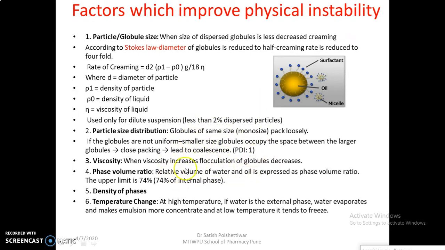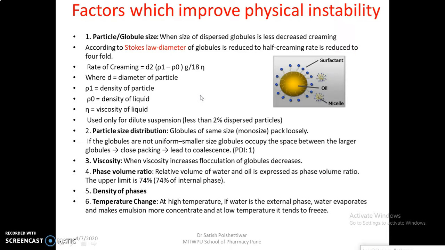Then viscosity: when viscosity increases, flocculation of globules decreases. That's why, as per Stokes law, we have to maintain proper diameter and proper density of particles, the dispersed phase and your dispersion medium. Both densities are very very important. You have to consider that the difference should always be less. It should not be more.